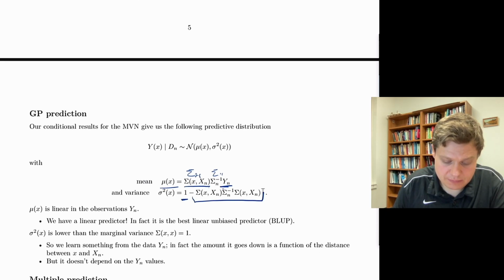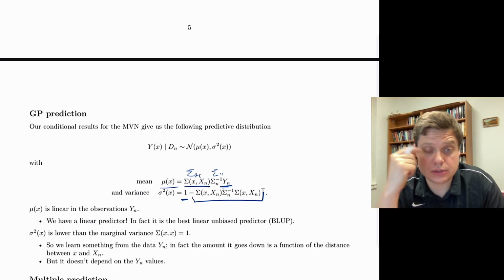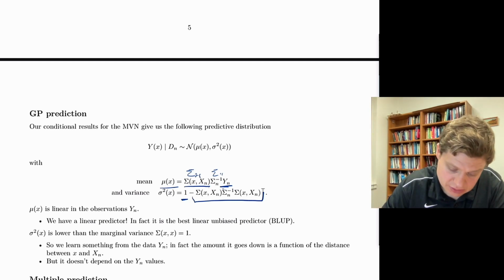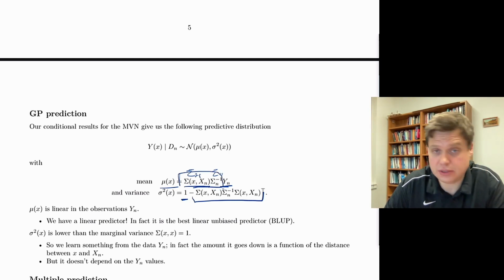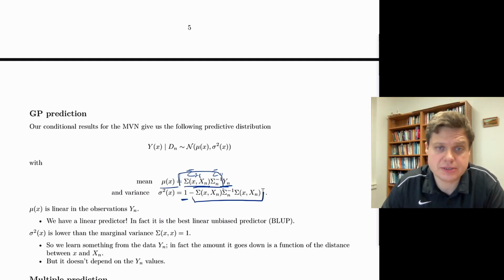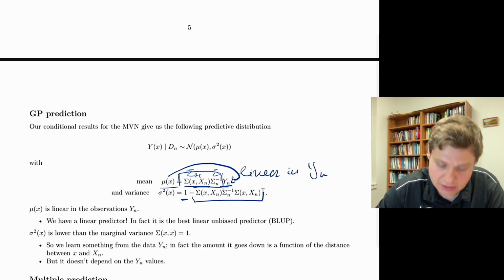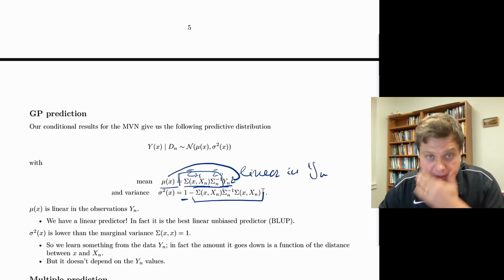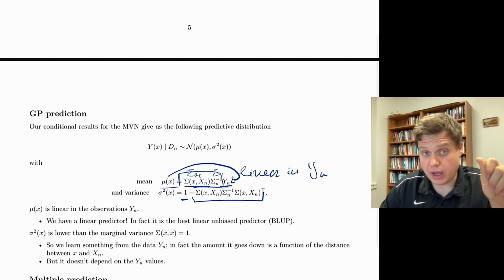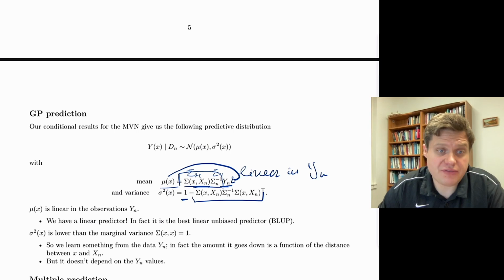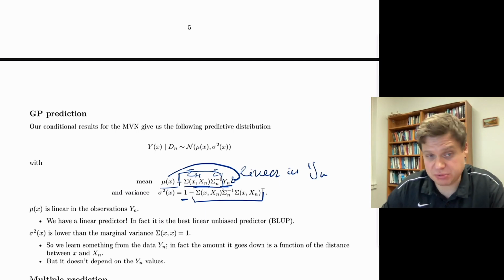One thing to note here is that the mu of x is just linear in observations y. So it's just a matrix, although it has an inverse here. In the end, it's going to be just a matrix. So mu is a linear function in y, in the training data set yn. And that's the mu of the new y, the y star. And so we just have a linear predictor. And in fact, that's the best linear unbiased predictor.